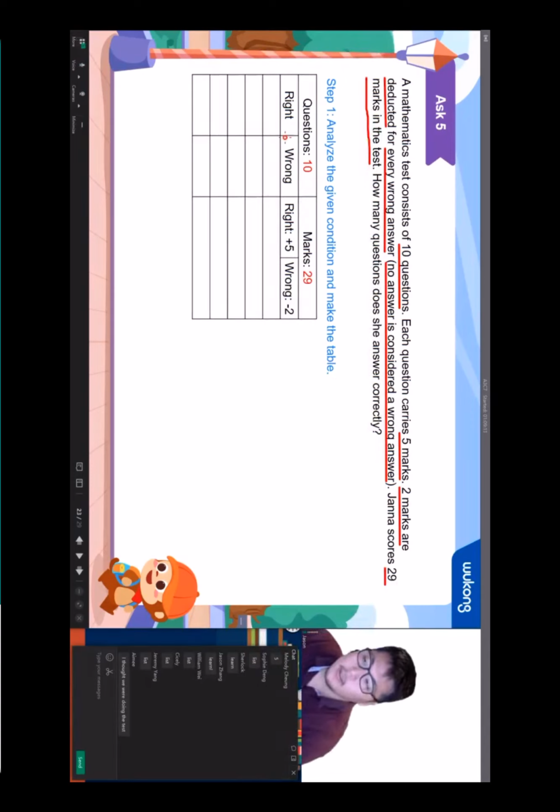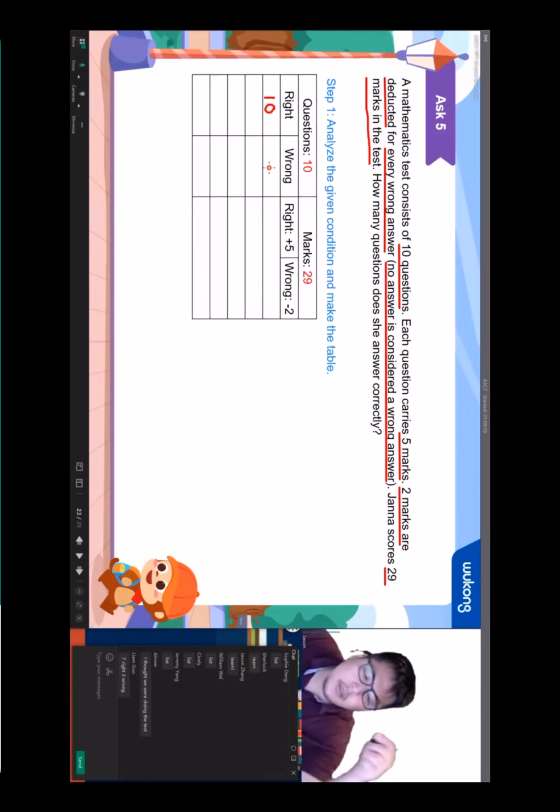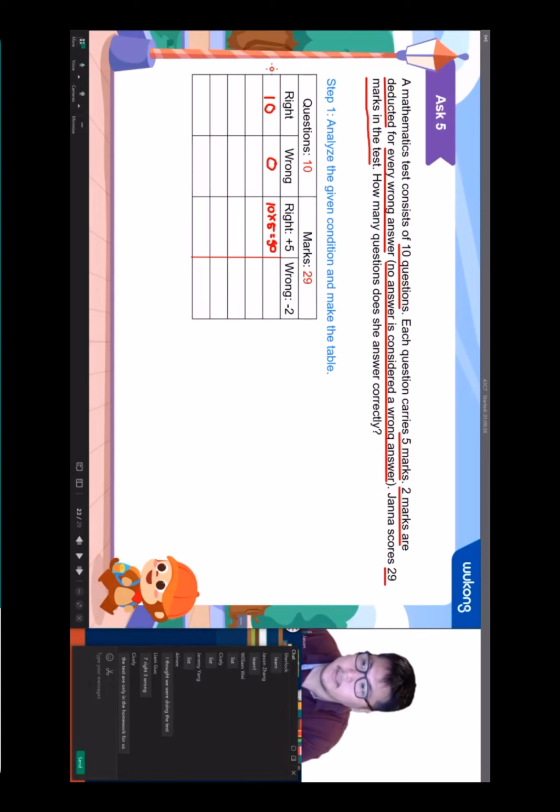Okay, so now let's start with the easiest way. So let's say if you get everything right. So I'm going to go down, guys, and nothing wrong. So that means 10 times 5 equals 50. Let's make another line to separate again. All right, so wrong, nothing. So this is not right. Okay, so now, guys, 9 right, 1 wrong.